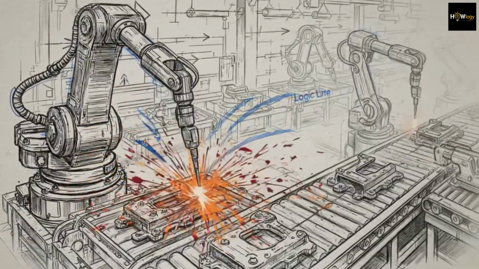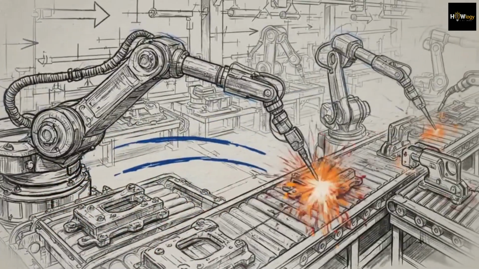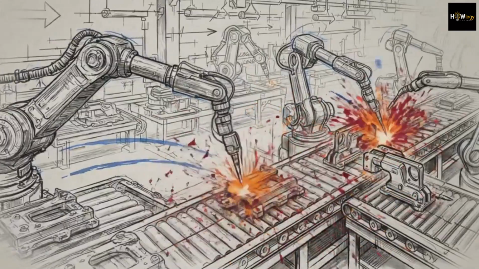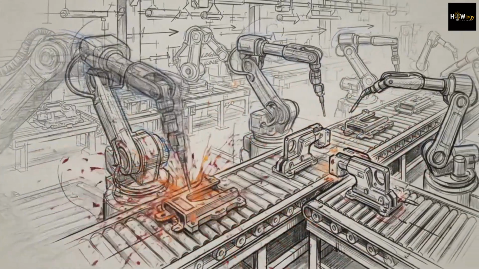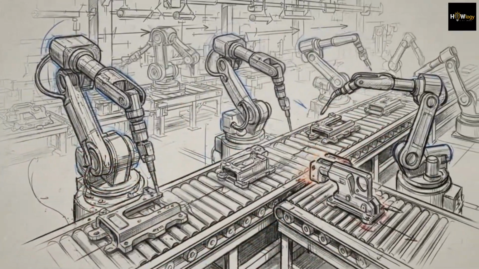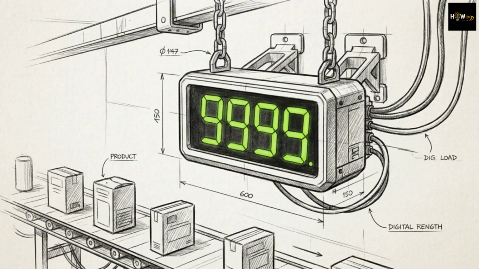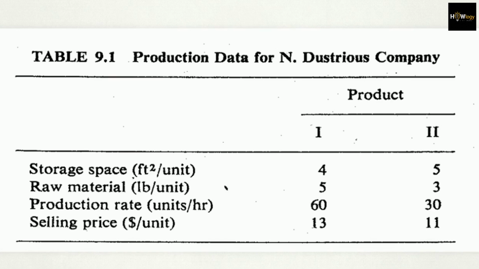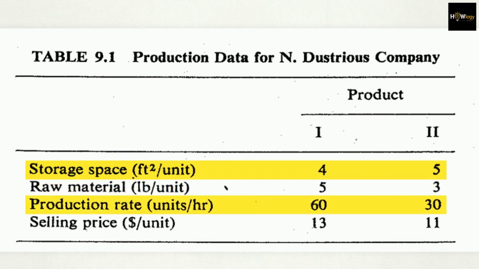Let's step onto the floor of the ABC company. Like any manufacturer, they have a singular objective: produce two specific products in a way that generates the highest possible daily profit. This production data shows the three physical realities that limit how much they can actually build. They are restricted to 1,575 pounds of raw material, 1,500 square feet of storage, and a maximum of 7 hours of daily production time.